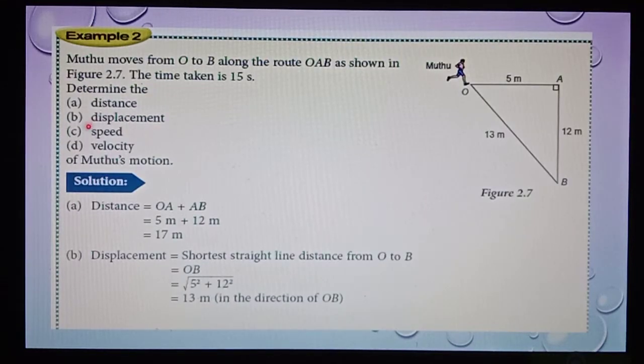If you want to determine speed, you can straight away use the formula of distance divided by time taken. The distance is 17 and the time taken is 15, so 17 divided by 15 gives the speed. And the velocity is displacement divided by time taken, meaning 13 meters divided by 15 seconds. You can try calculating the speed and velocity yourself.